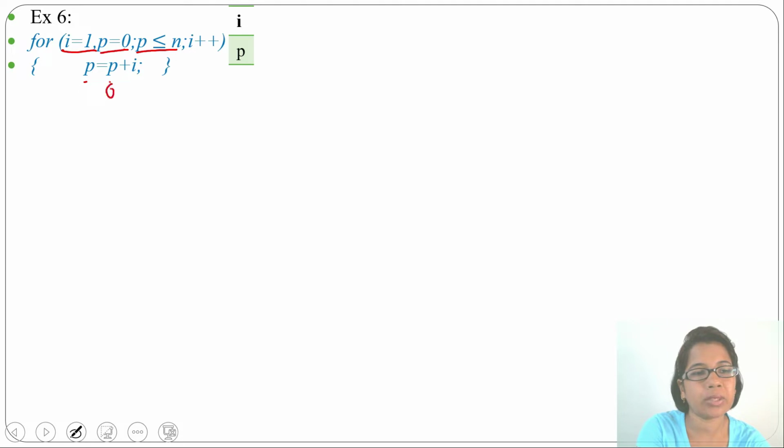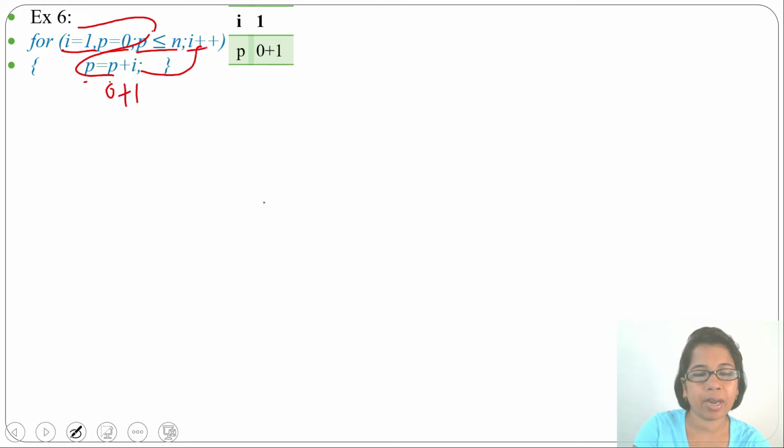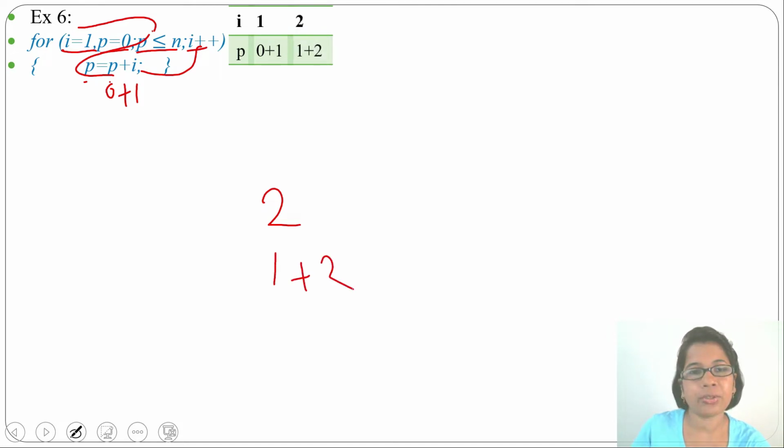So it will be 0 plus 1. The loop will continue like this: initialization, then it checks the condition, then the statement, then the increment. So initially the i value is 1 and the p value will be 0 plus 1. Next the i value will increment. Now the i value will be 2, and what is the previous p value? It is 1 plus 2. So for i equals 2, the p value will be 1 plus 2.